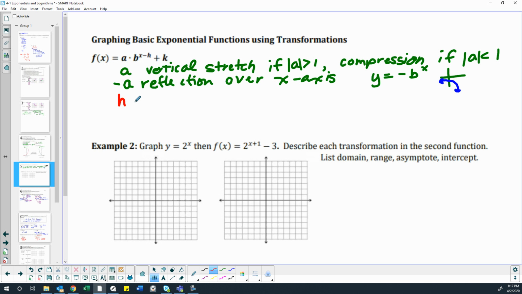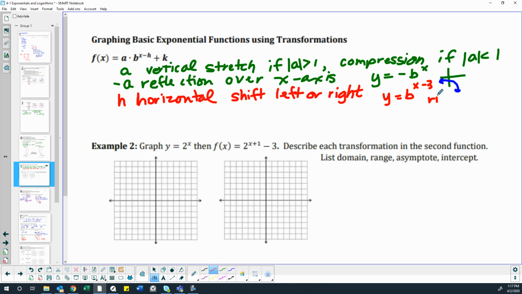Oh, I said okay, and then just said K, and that could be confusing because I'm talking about H. H is the horizontal shift, left or right. So for example, if we had y equals b to the x minus 3, that would go right 3.